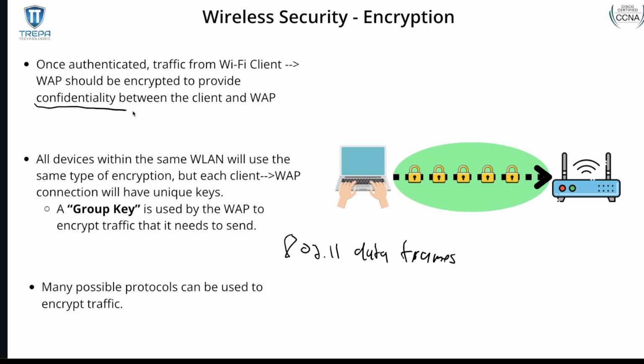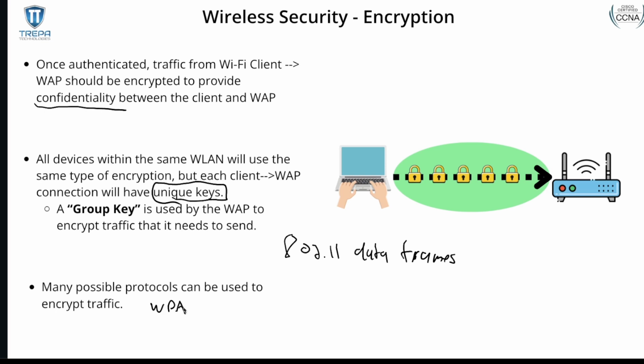All devices within the same wireless LAN will use the same type of encryption. However, each client to WAP connection will have unique keys. What we mean by that is if we're using private keys or public-private key pairs, they're going to be unique between client and wireless access point. Sometimes, if the wireless access point needs to encrypt traffic, it will use a group key to send to all its clients at the same time. And there are many possible protocols that are used to encrypt the traffic, and we're going to get into that.